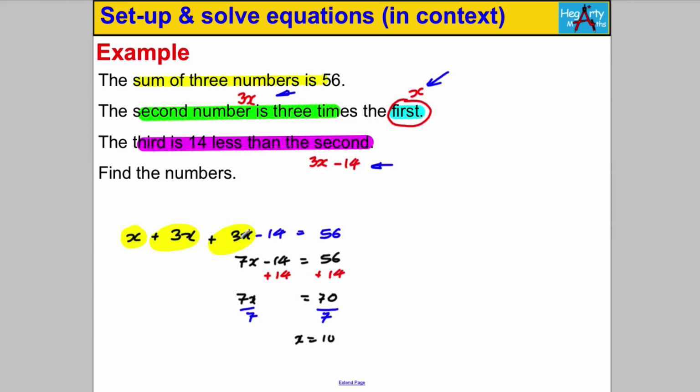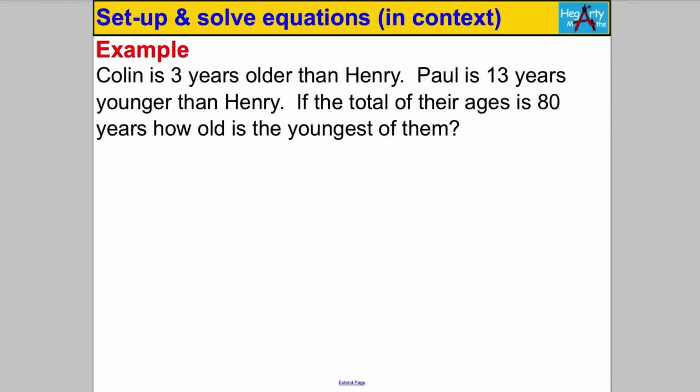But the question didn't ask x, it said find the numbers. Well, the first number, I gave it the name x. So the first number's 10. The next number was 3 lots of the first number, 3 times 10, which is 30. And the next one was 14 less than the second. 14 less than this is 16. And if indeed you add them up, you do get 56. And we're done. Next, pause the video, see if you can use algebra to solve this.